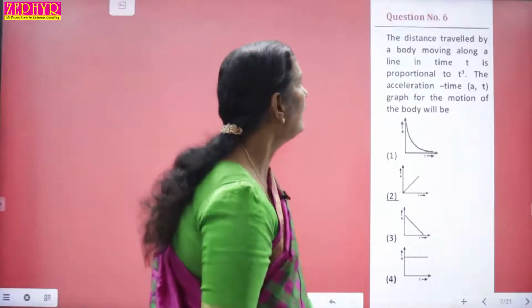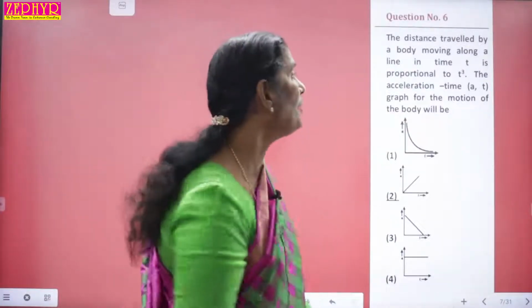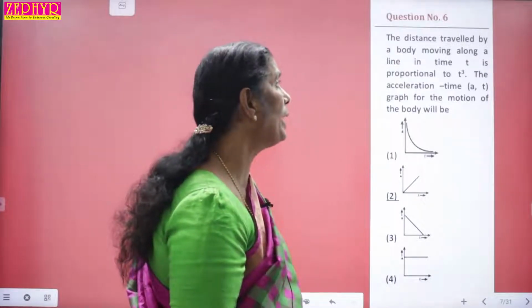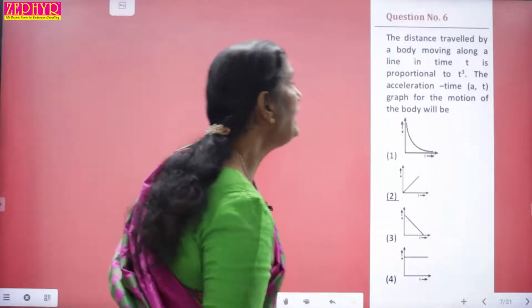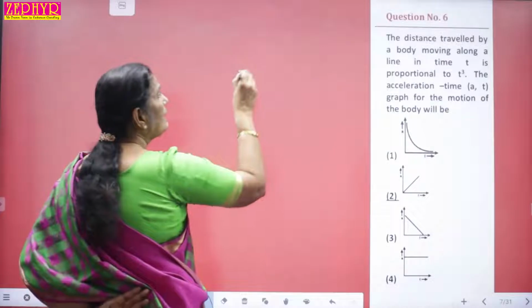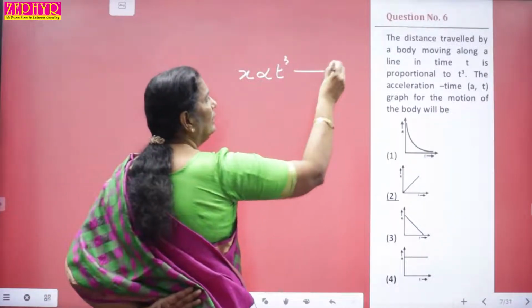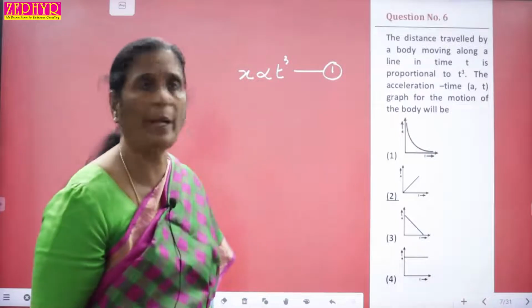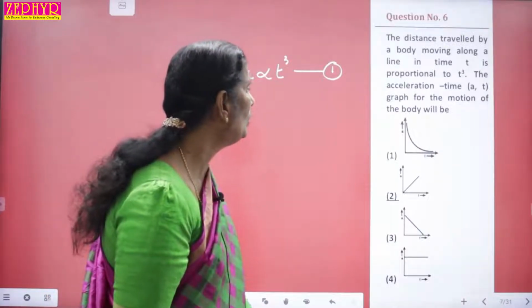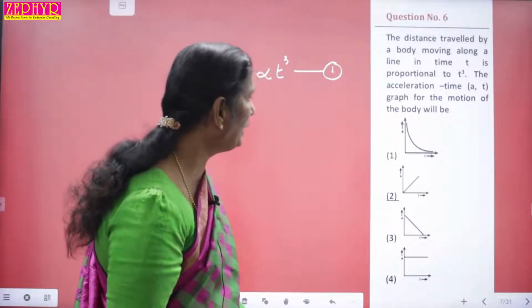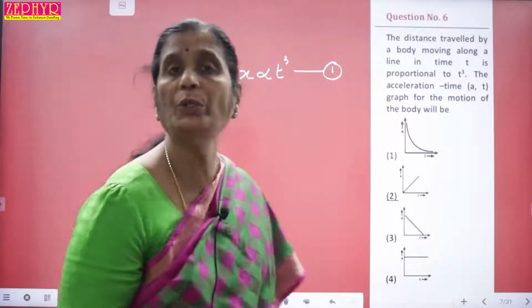again, we have to select the graph. The distance traveled by the body moving along the line is proportional to t cube. x is proportional to t cube. That is given, that is displacement as a function of time. They want to know the a-t graph.